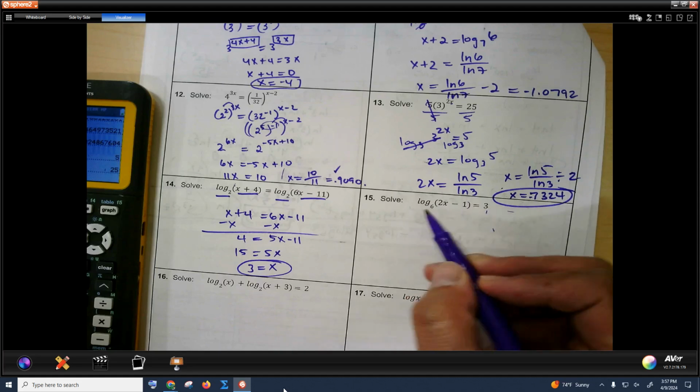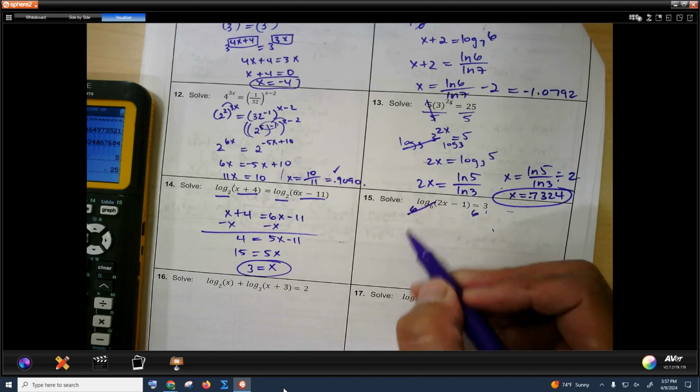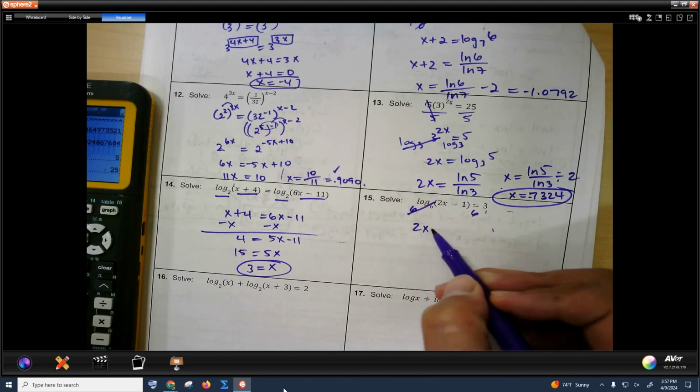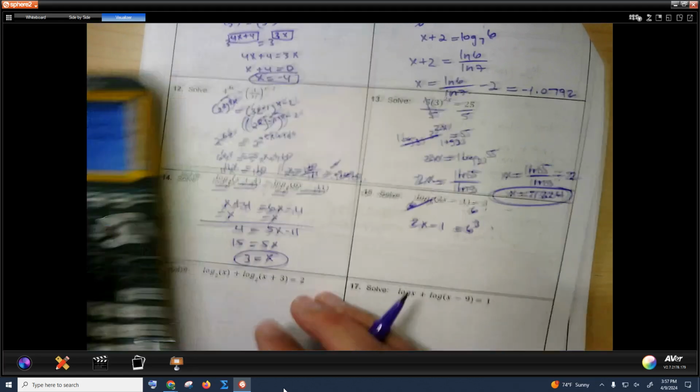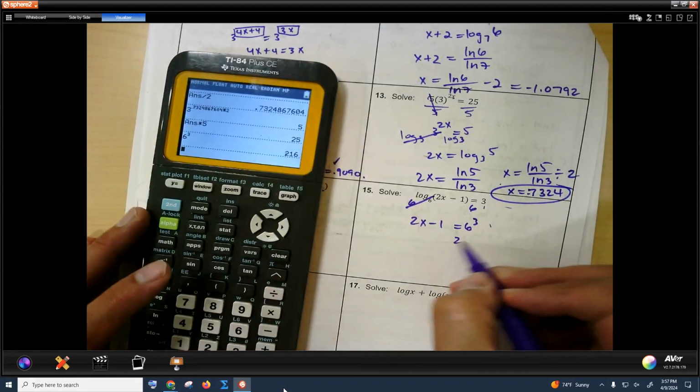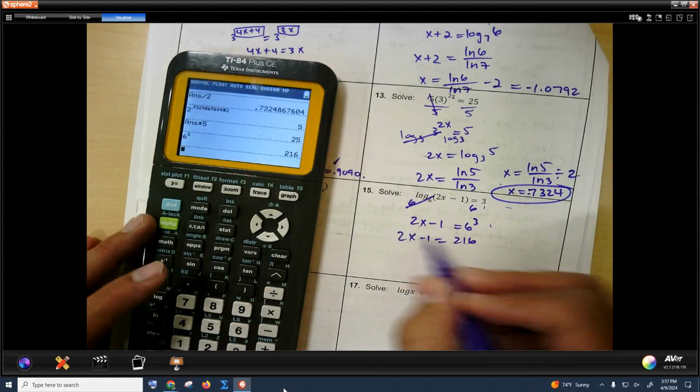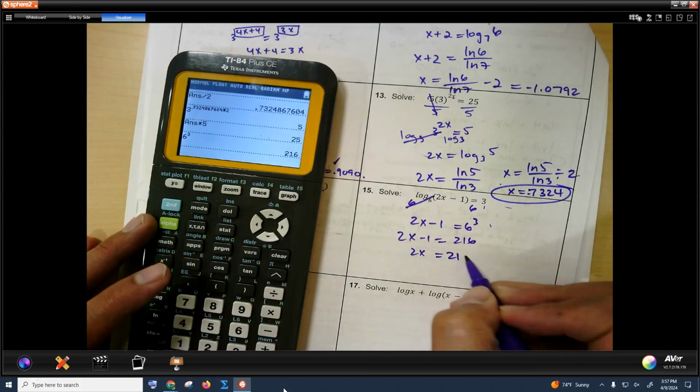Okay, when you only have one log, then your goal is to just get rid of the log by using a base on both sides. Take it to the third power, and then just kind of work your way around to solve for this.